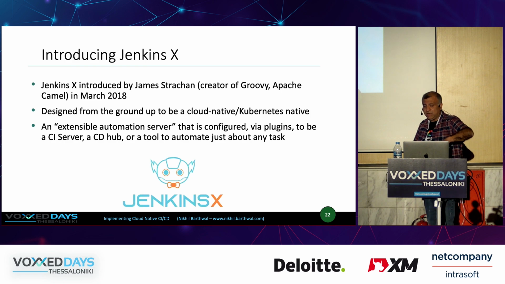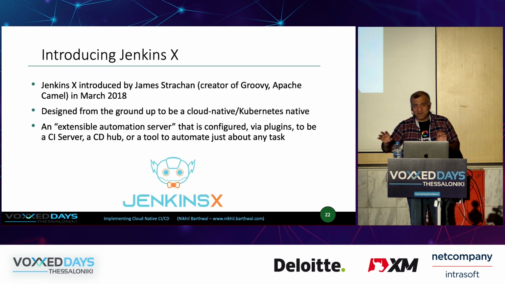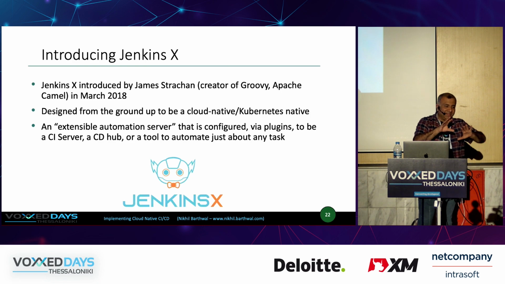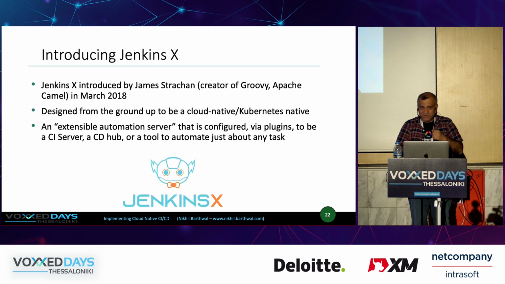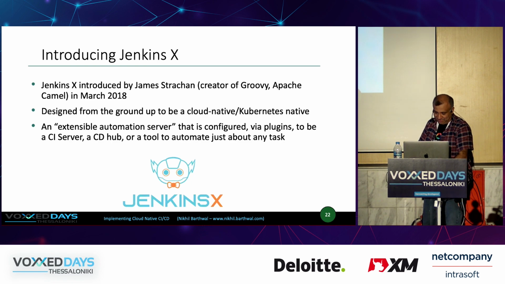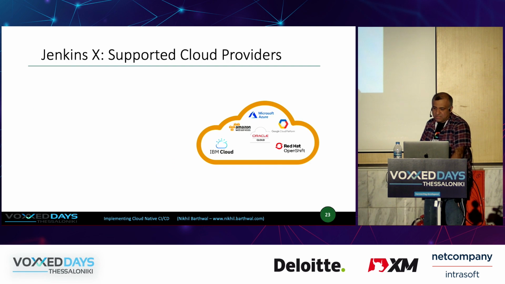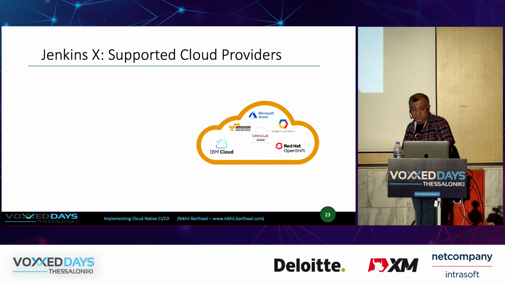So Jenkins X essentially shares the same philosophy as Jenkins, but in terms of its actual implementation, it is very widely different. The one thing that I want to point out is that Jenkins X is a very opinionated server, right? It believes in something which is like, this is the right way to do it. You have the freedom to change it, you have the freedom to extend it, but it has its own strong opinions on things. And it supports a lot of basically clouds out of the box.